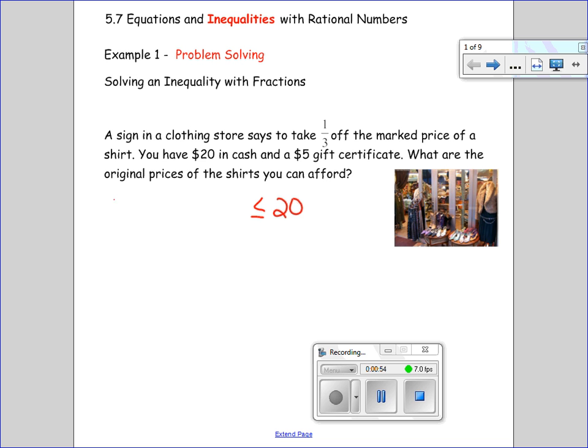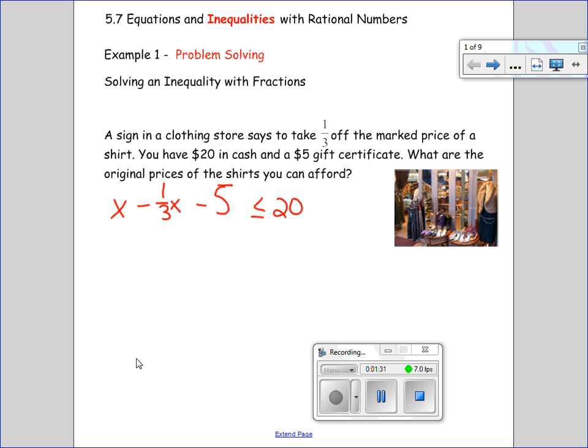So we're going to take our original price. Then we're going to subtract the 1/3 marked off on their special. Then we can also subtract the $5 gift card that we have. Now notice, you might think that you can add the $5 gift card to the cash that you already have to make it $25, but how I'm setting it up is showing each of the examples that were in the actual word problem. We will be adding the $5 to the $20 in just a minute.